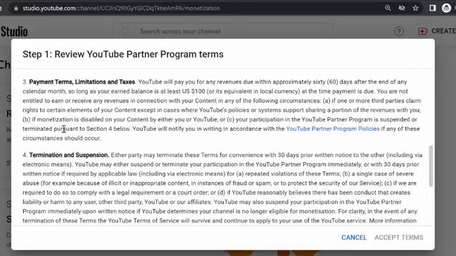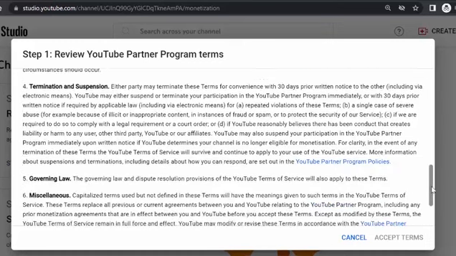B. If monetization is disabled on your content by either you or YouTube. Or C. Your participation in the YouTube Partner Program is suspended or terminated pursuant to Section 4 below. YouTube will notify you in writing in accordance with the YouTube Partner Program policies if any of these circumstances should occur. We're nearly at the end.